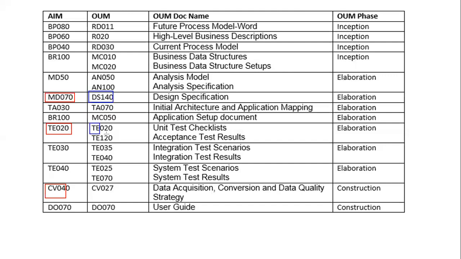and TE20 is already continued as it is. CV27 we are using for data conversion, like spreadsheet data loader. We have different data loaders in Fusion applications. In that scenario, we'll be using that for spreadsheet data loader and also for FBDI options. This all will be used. And MD50 we used to have for the functional design document, and we have the analysis model and analysis specification.